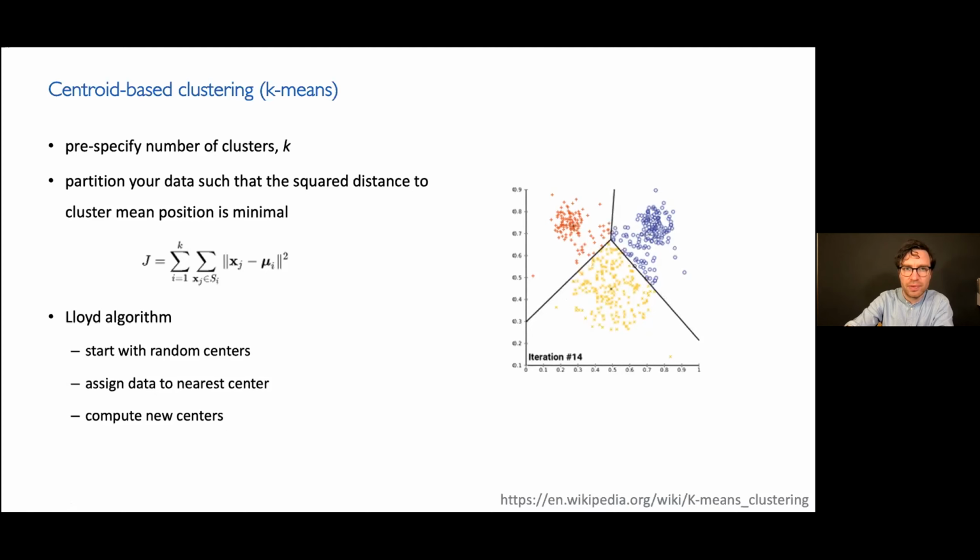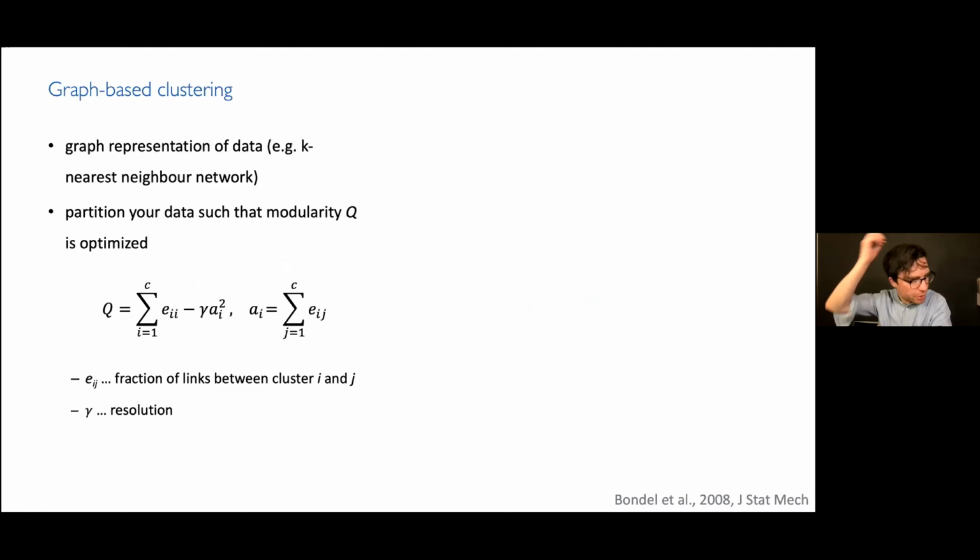A third algorithm that I wanted to show you, and I want to show you this because I work with it every day, comes from social systems, which is graph-based clustering. When you start with your high-dimensional data, you first need a graph representation of your data. We already saw this in the UMAP example. You could, for instance, do a k-nearest neighbor network on your data, and then you partition your data such that the modularity Q is optimized.